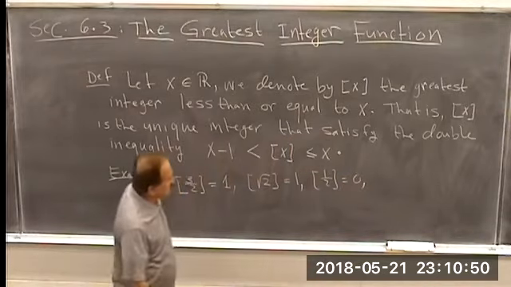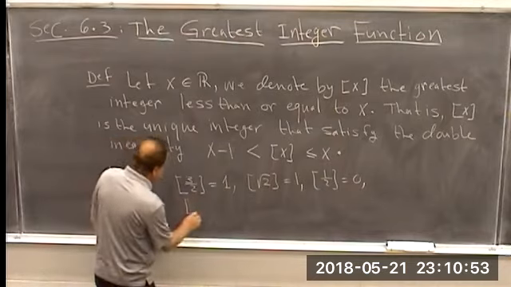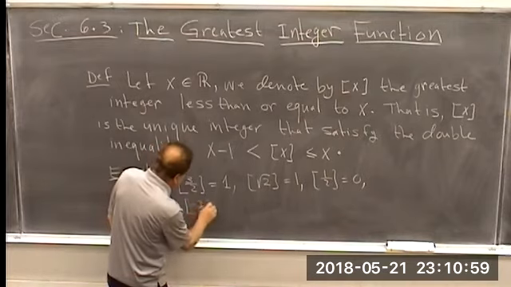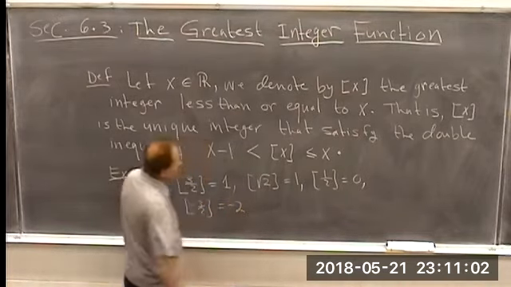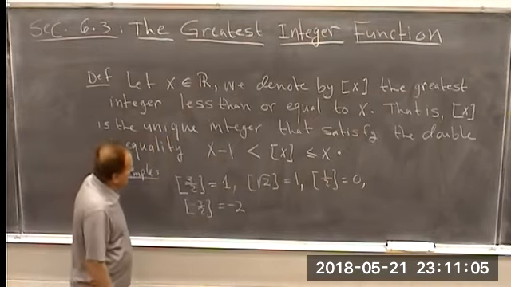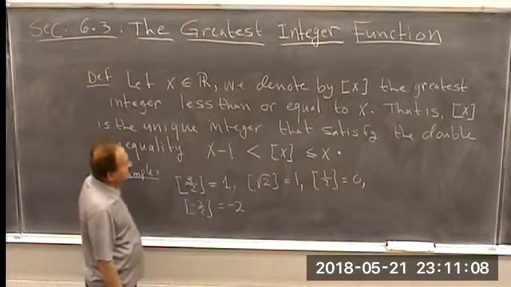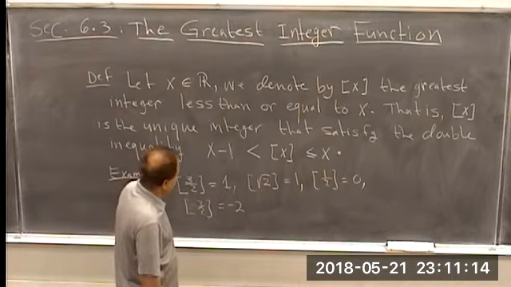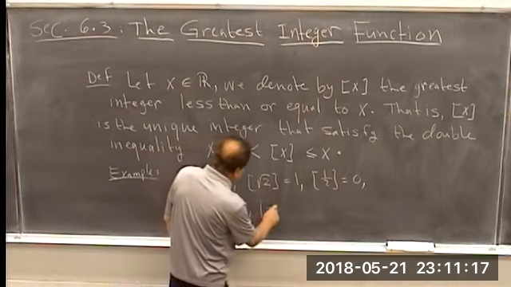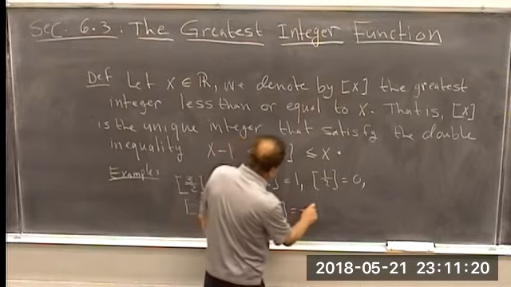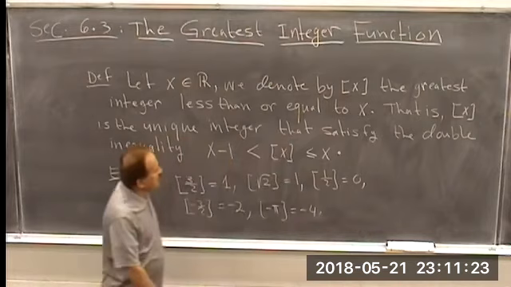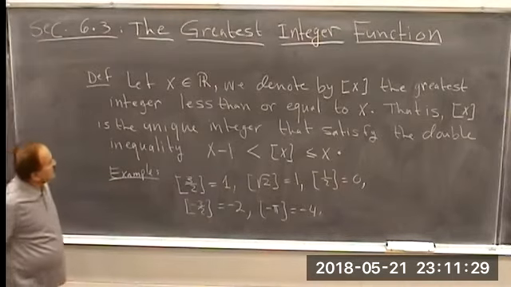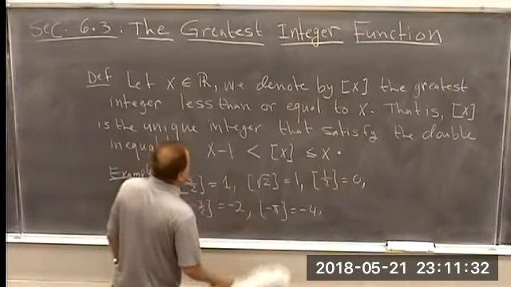Let's look at some negative values here. If we look at negative 3/2, we're going to see this is actually equal to negative 2. All right? Because the largest integer that is less than or equal to negative 3/2 is negative 2. It kind of goes the other way. And if we take negative pi, this is going to be negative 4 and so on. All right? So in other words, the greatest integer less than or equal to x, this bracket, is actually a function.